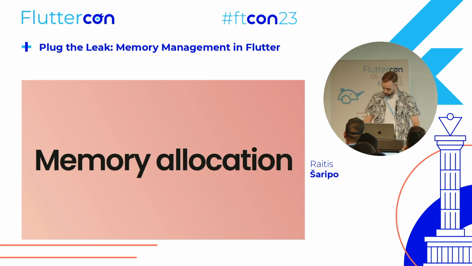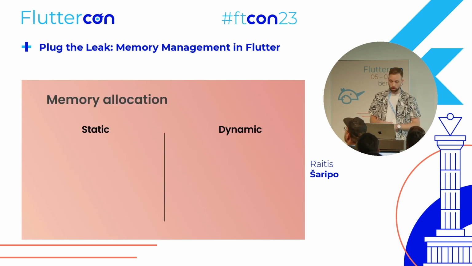All right. Memory allocation. Memory allocation is a process of assigning portions of virtual memory for an executable program. In other words, every application needs memory to be able to operate, to execute commands, do some calculations, and store and manage some data. When talking about memory allocation, we can distinguish two types: static memory allocation and dynamic.